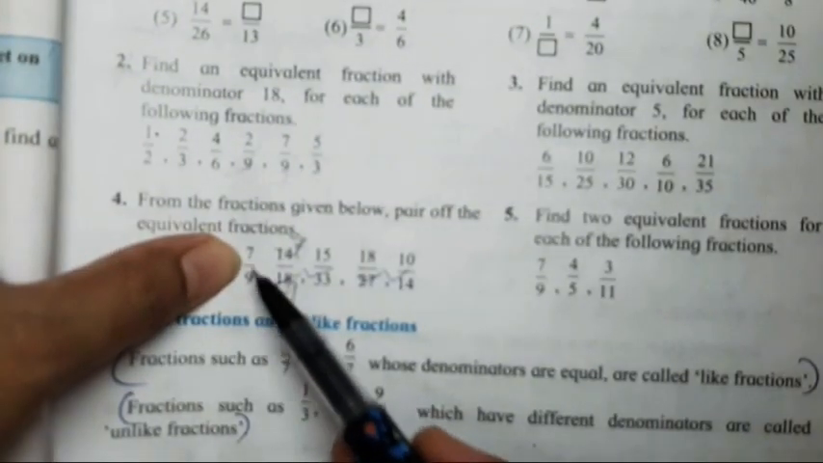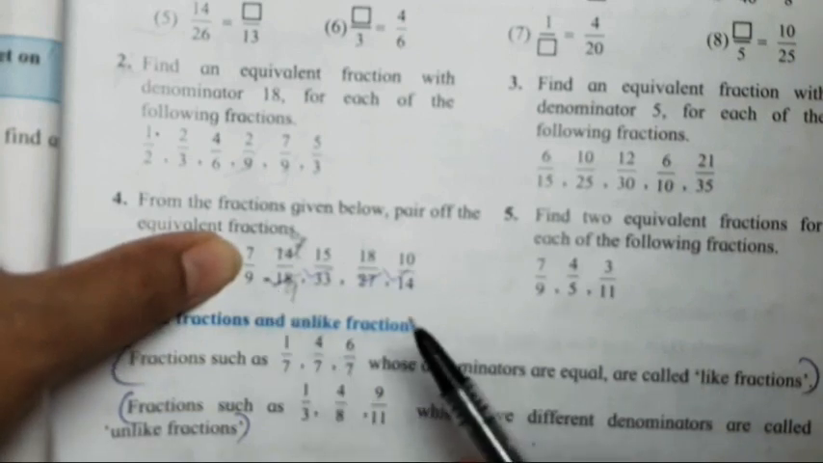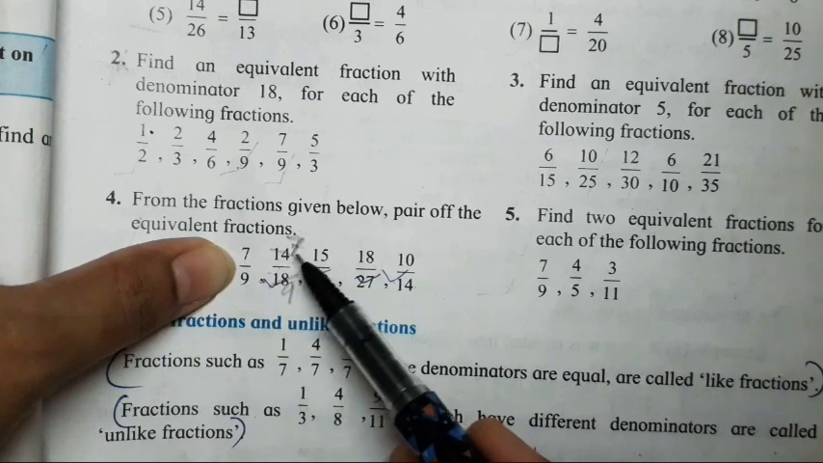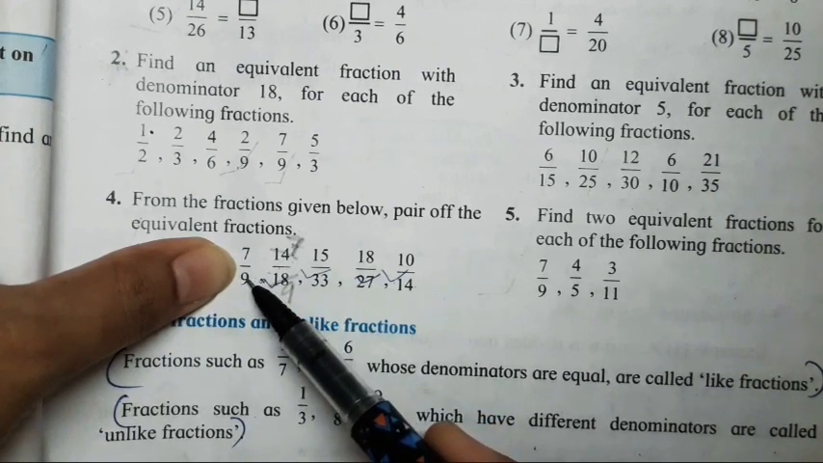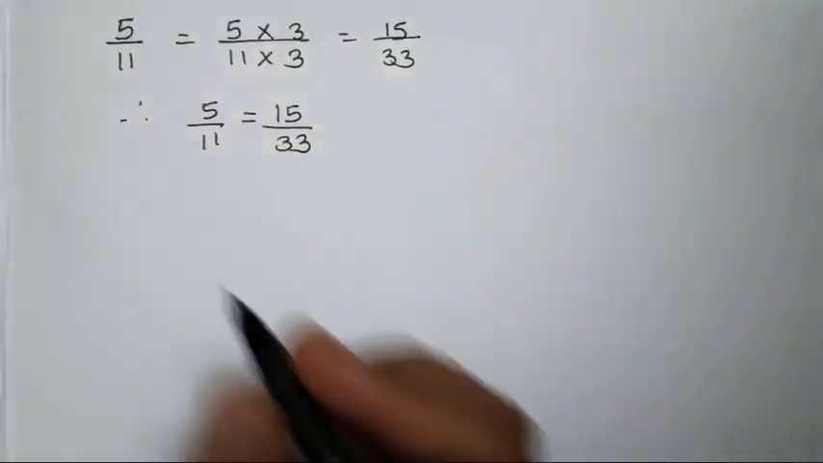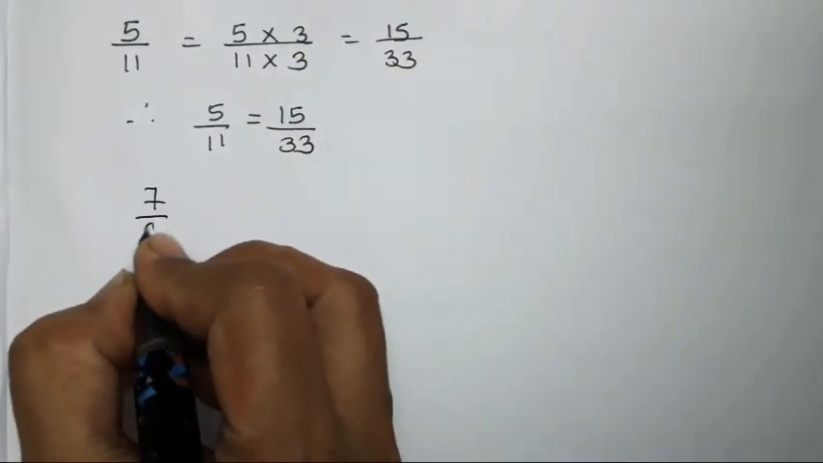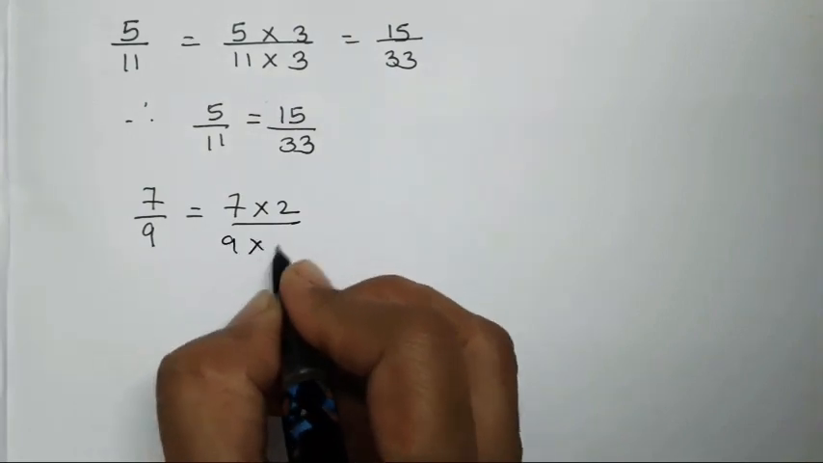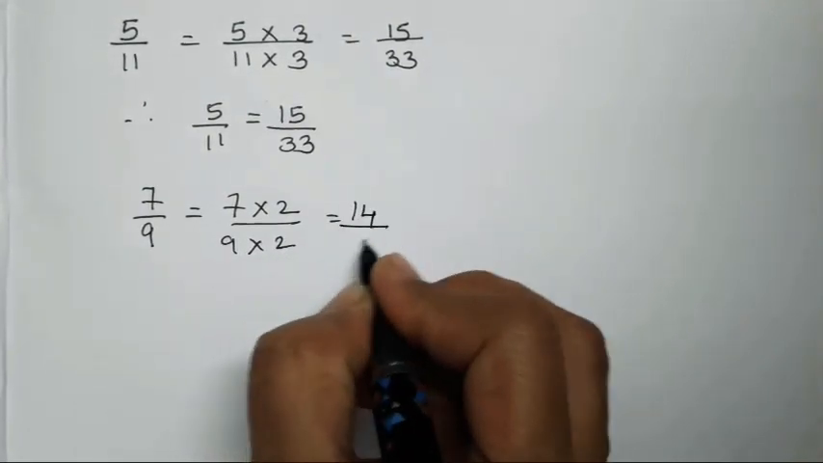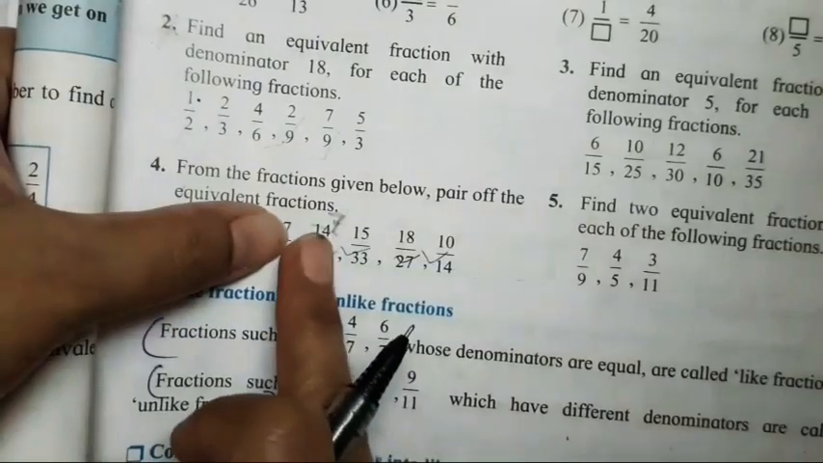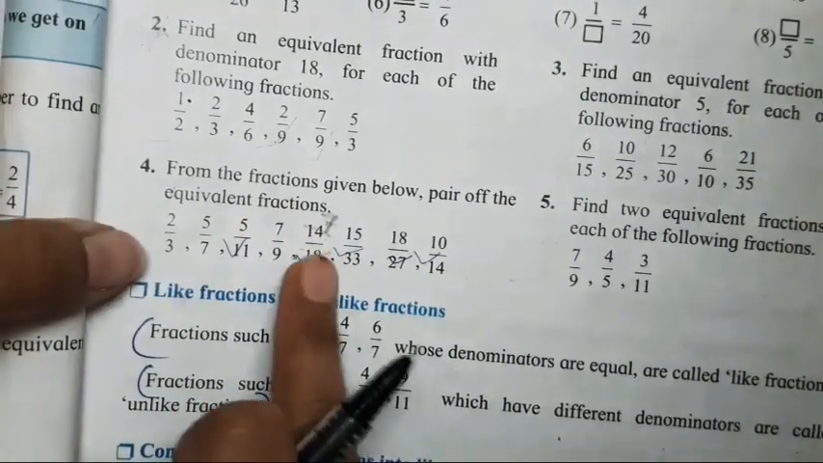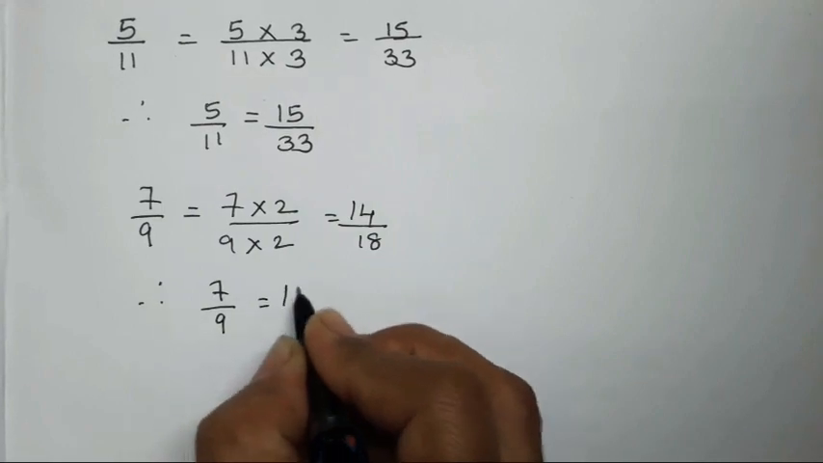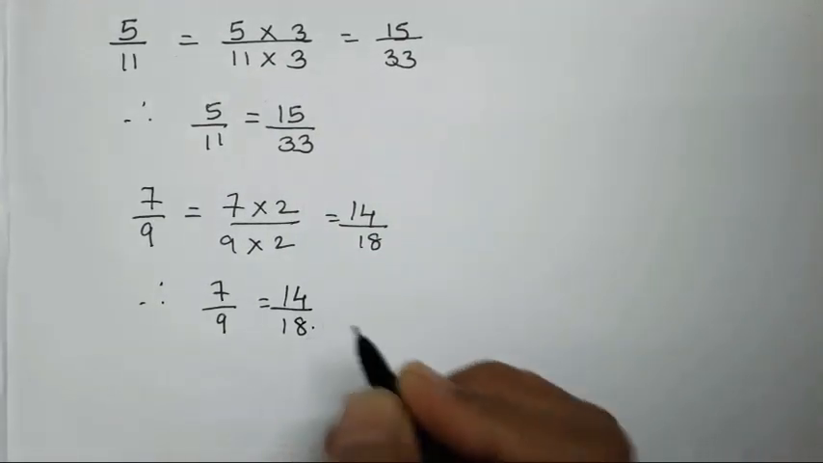Now the last pair is 7 upon 9. So what pair do we have to get? 7 2s are 14 and 9 2s are 18. So 7 upon 9, 7 2s and 9 2s, 14 upon 18. Isn't it? The pair is given over here. Therefore 7 upon 9 is equal to 14 upon 18.